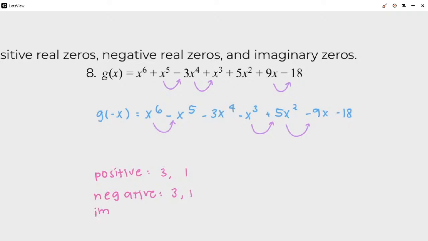Then for the imaginary, the highest power is 6. That means we can have a total of 6 possible zeros. So if we have 3 positive, 3 negative, we'll have 0 imaginary. If we have 3 positive, 1 negative, then that means we'll have 2 imaginary. If we have 1 positive, 3 negative, that'll be 2 imaginary. And 1 positive, 1 negative, that'll be 4 imaginary.